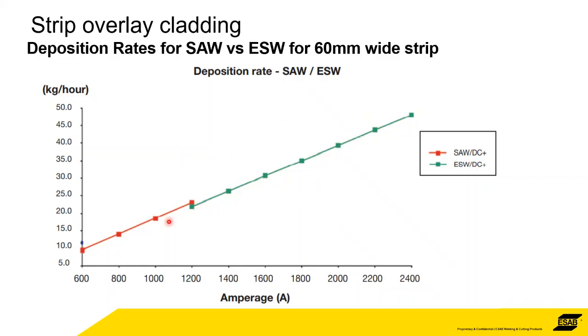What I want to bring your attention to is the x-axis here. This is the amperage. So this is the amount of power that you need to put in to achieve these deposition rates. And you can see at the bottom end of electroslag welding, it starts at around about 1200 in order for you to achieve the same deposition as submerged arc. But as the line increases, the deposition rate increases, then you need to up the power supply. You need to up the amps.